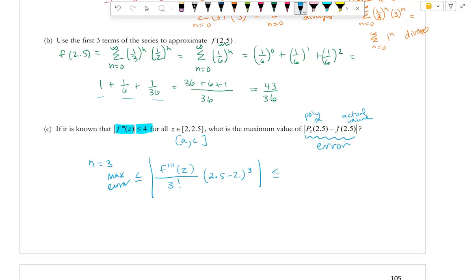So really, I'm going to plug in a 4 for my third derivative. And 2.5 minus 2 is just really 1/2 cubed. So we get 4 over 3 factorial. That's 4/6 or 2/3, times 1/2 cubed, so times 1/8. I get 1/12. So our maximum error is less than or equal to 1 over 12.